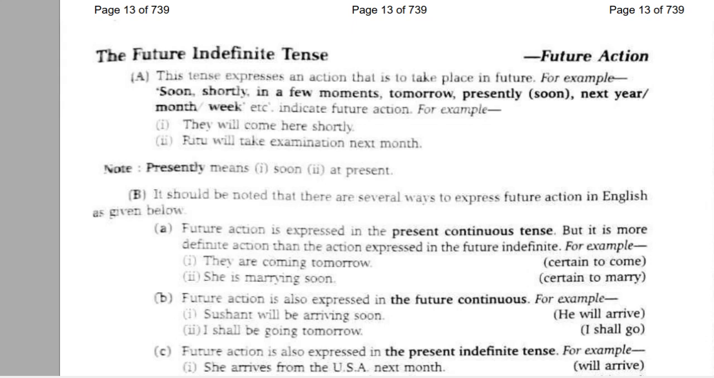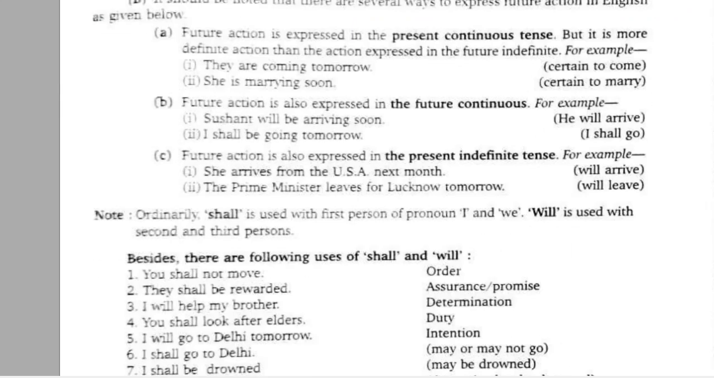It should be noted that there are several ways to express future actions in English. Future action is expressed in the present continuous tense, but it is a more definite action than the future indefinite. "They are coming tomorrow." "He is marrying soon."